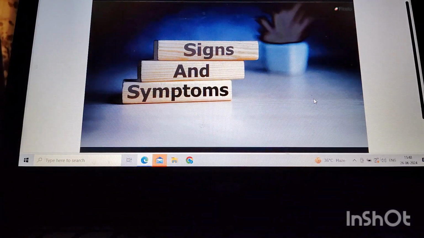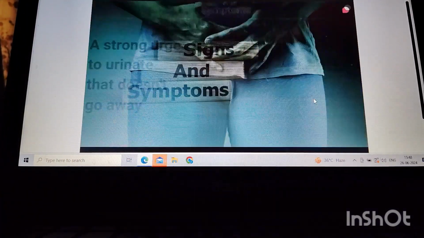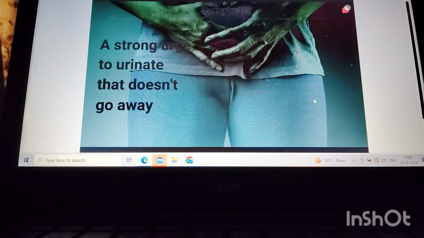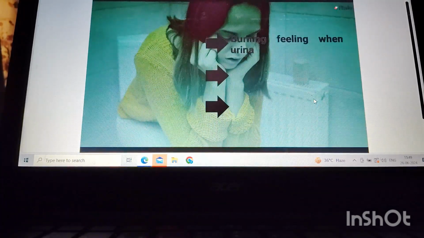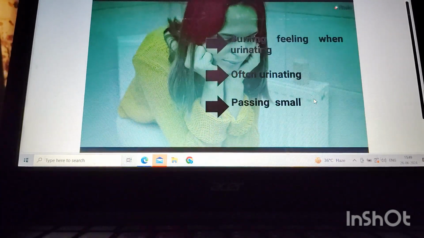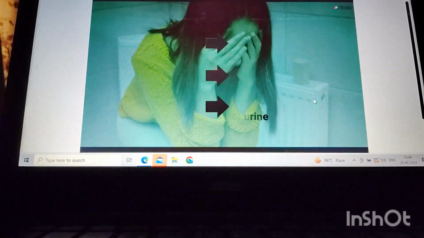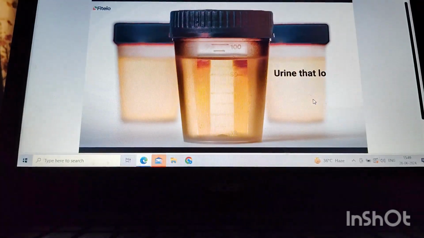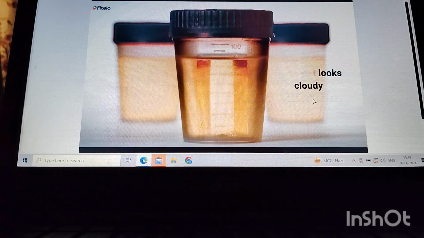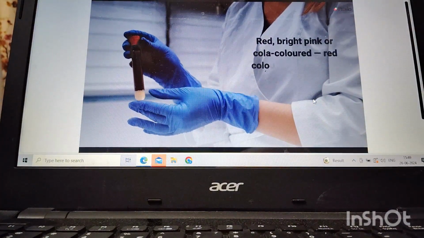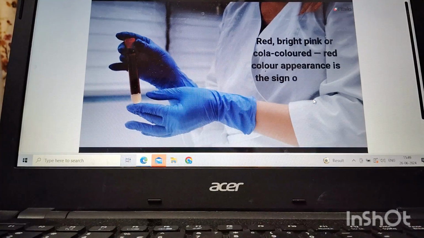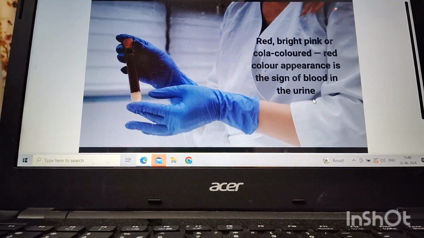Next is symptoms. UTIs don't always cause symptoms. When they do, they may include a strong urge to urinate that doesn't go away, a burning feeling when urinating, and frequently urinating and passing small amounts of urine. Urine may look cloudy, or appear red, bright pink or cola colored. Red color appearance is the sign of blood in the urine.